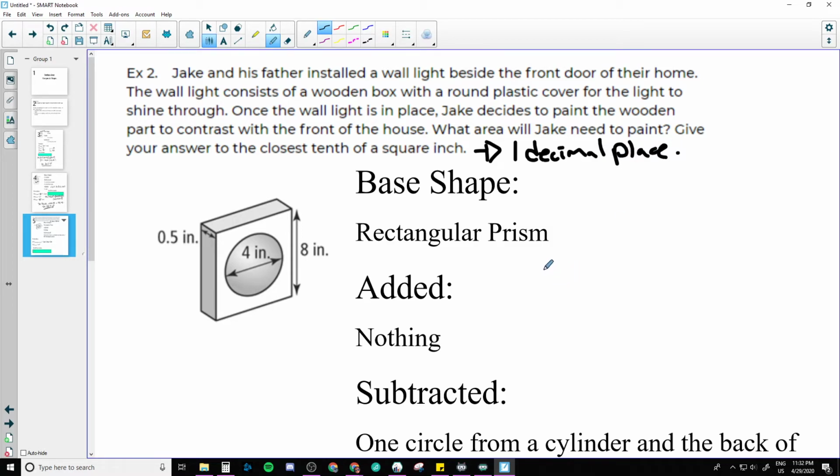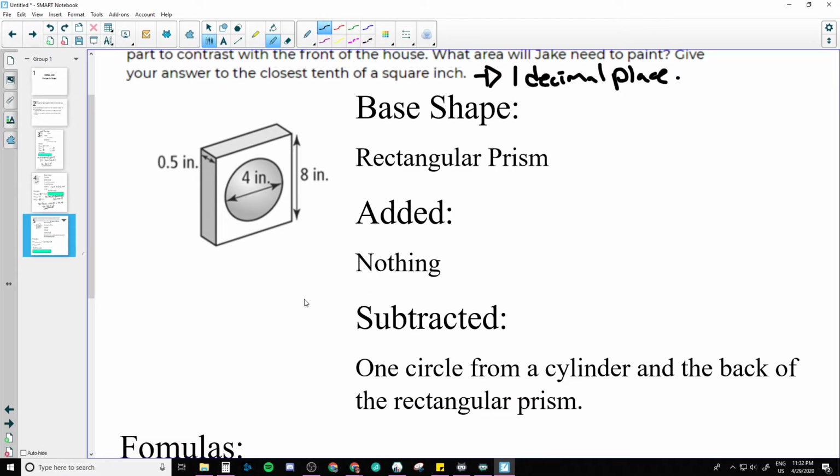Okay, important for us to remember that. So again, we decide on our base shape. In this case, I decided I want the rectangular prism to be our base. Okay, what has been added to this base? Nothing has been added. But we have had two things subtracted. The circle from this hole that has been cut and the back of this rectangular prism. The back of it is against the house. It's already been installed. We will not paint the back of this wooden box. So that part we'll have to subtract as well.